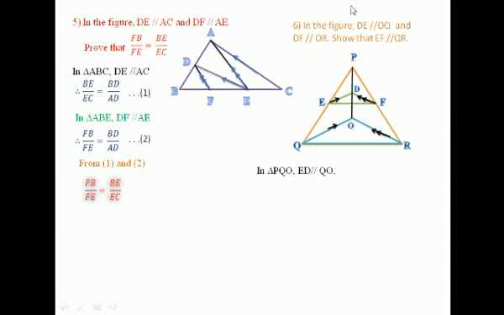Again the common ratio you will get is PD by OD. Therefore, PE by EQ is equal to PD by OD. Call that ratio 1. Similarly in triangle POR, DF is parallel to OR. Apply BPT for the triangle. You get PD by DO is equal to PF by FR.